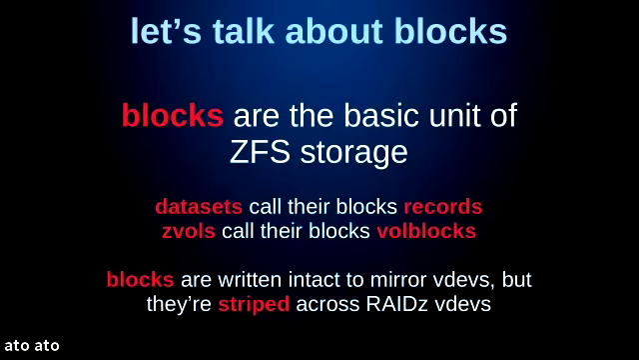Blocks are written intact to single disks or to mirror VDEVs, but the block is exactly what has to be split up amongst all the disks in a stripe parity VDEV, right? So your RAID Z2 is a lot like a RAID 6. If you've got a 6 drive RAID Z2, then you've got 4 drives worth of data and 2 worth of parity. So the block is what you're splitting into those 4 pieces and then putting 2 pieces of parity along with it. So if you've got a 16K record size, that means your 4 data chunks are going to be 4K each, right? If you've got a 1 meg, then they're going to be 256K each.